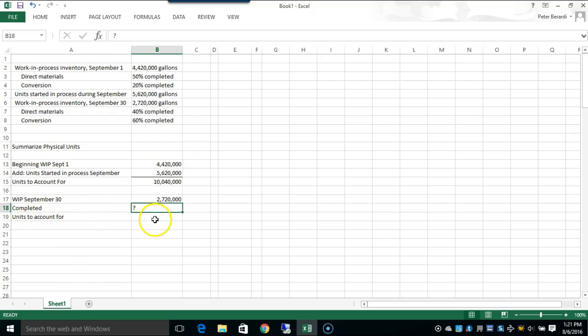So ending WIP plus completed has to equal beginning WIP plus started. We know the units to account for is 10,040,000 gallons. Therefore, the difference is something we have to calculate. So gallons completed, 7,320,000.